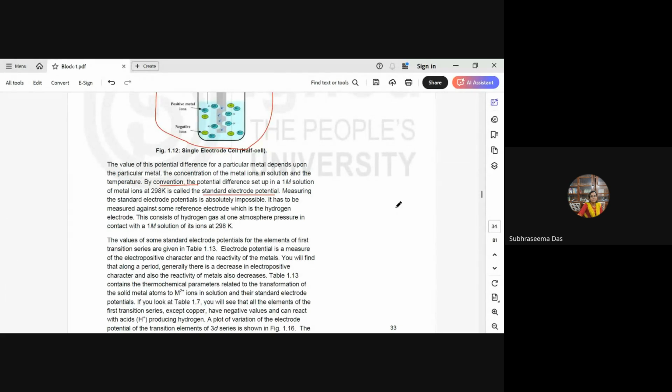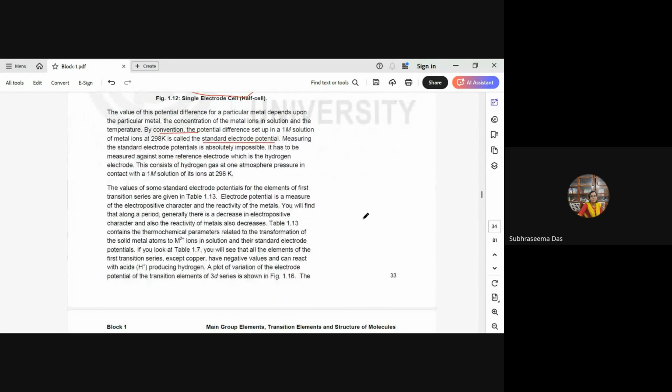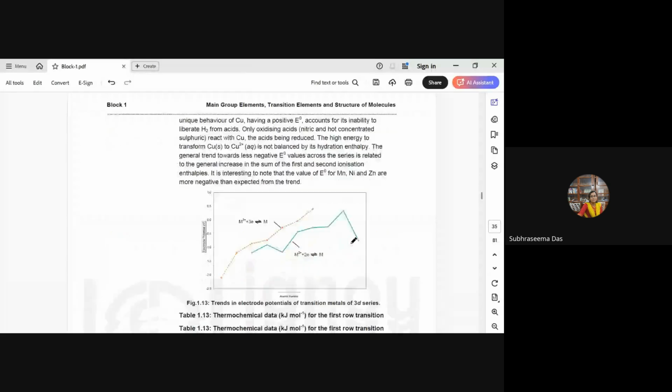Now, measuring the standard electrode potential directly is extremely difficult, almost impossible. So it has to be measured against some standard reference, and that standard reference is the hydrogen electrode, or what we call the SHE, the standard hydrogen electrode. This standard hydrogen electrode consists of hydrogen gas at a pressure of 1 atm in contact with a 1 molar solution of its ions at 298 K. The values of some standard electrode potentials for the elements of the first transition series are given here, shown in table 1.3.